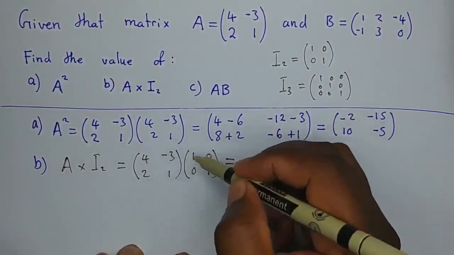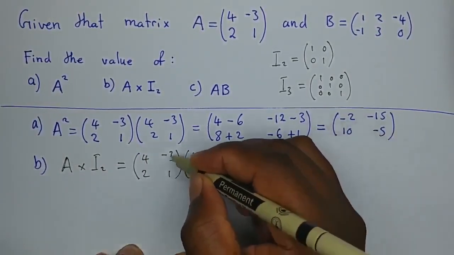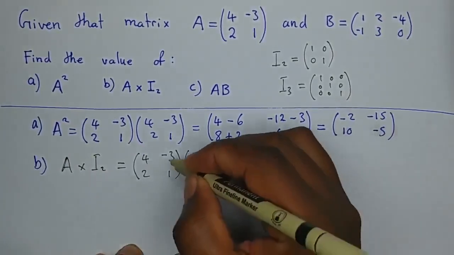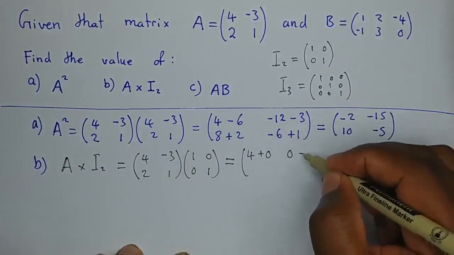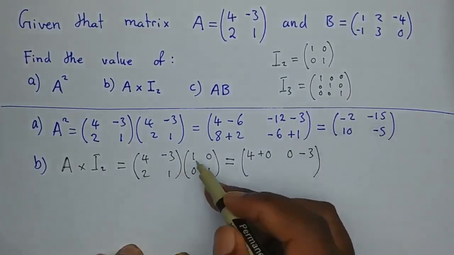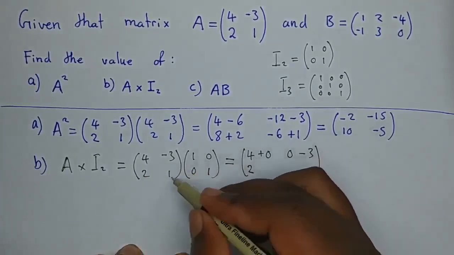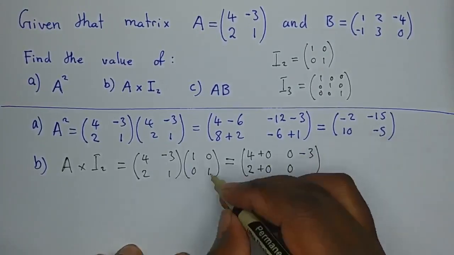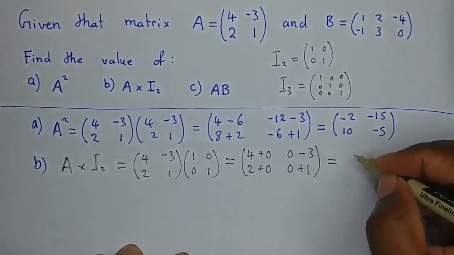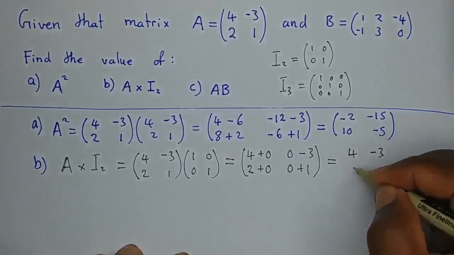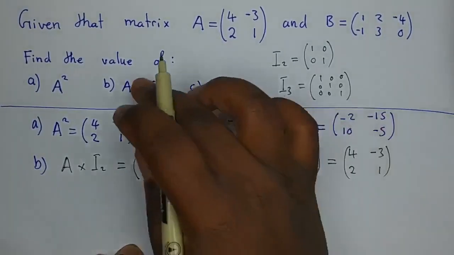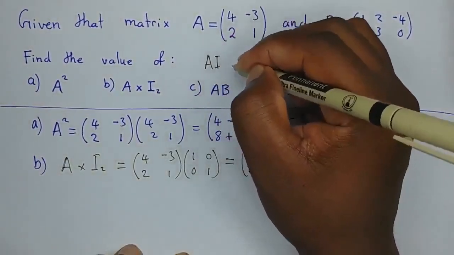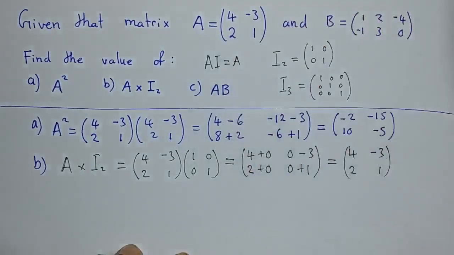So 4 times 1, that will give us a 4. 3 times 0, that will give us 0. 4 times 0, we get a 0. Negative 3 times 1, we get negative 3. 2 times 1, we get a 2. 1 times 0, we get a 0. 2 times 0, we get 0. 1 times 1, we get a 1. So adding these numbers, we get 4, negative 3, 2, and 1, which is the same matrix A. Meaning that when any matrix, for example A, is multiplied by an identity, what you're getting is just the same matrix, which is matrix A.